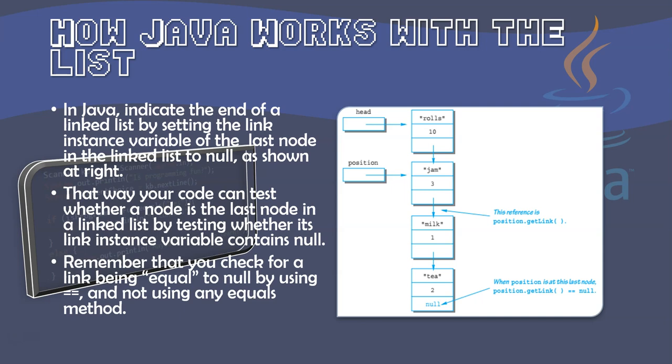And remember, when we test for null, we use equals equals. We're not going to use the dot equals method like we do with most things for equality. We're actually just going to use equals equals to see if it is null.